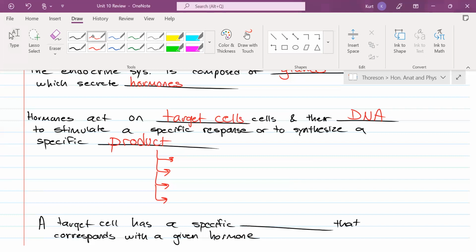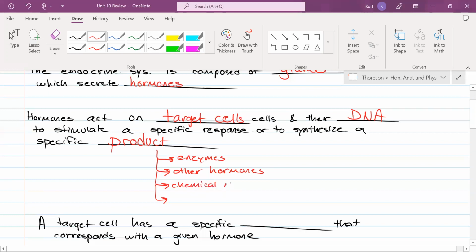But anyway, as I was saying, you guys have the DNA to make any cell in your body. You just need to activate the gene. That's what hormones do. And so hormones can actually cause multiple products. The products can be enzymes. The products could be other hormones, like your pituitary telling your thyroid to produce thyroid hormone. It could be chemical messages. And then you have just general other things, proteins, carbs, and so on.